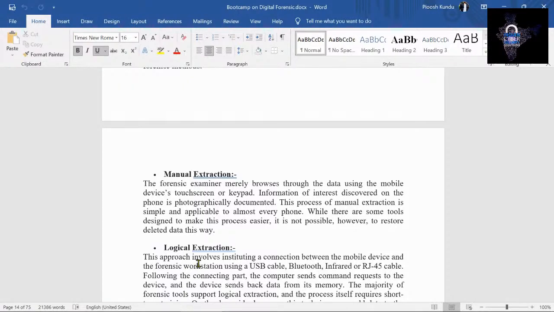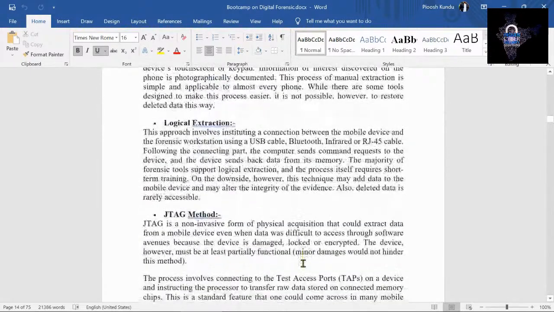Now, the logical extraction approach involves establishing a connection between the mobile devices and the forensic workstations using USB cables, Bluetooth, infrared, or an RJ45 cable. Following the connection, the computer sends a command request to the device, and the device sends the data back from its memory.